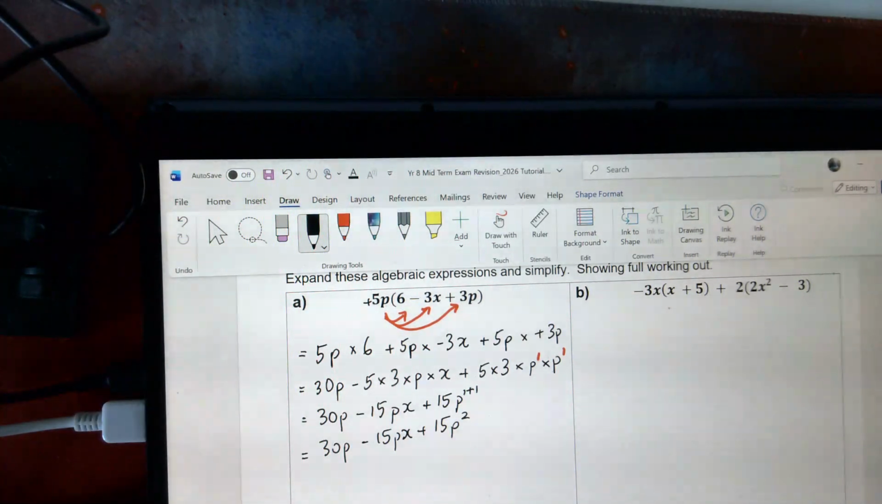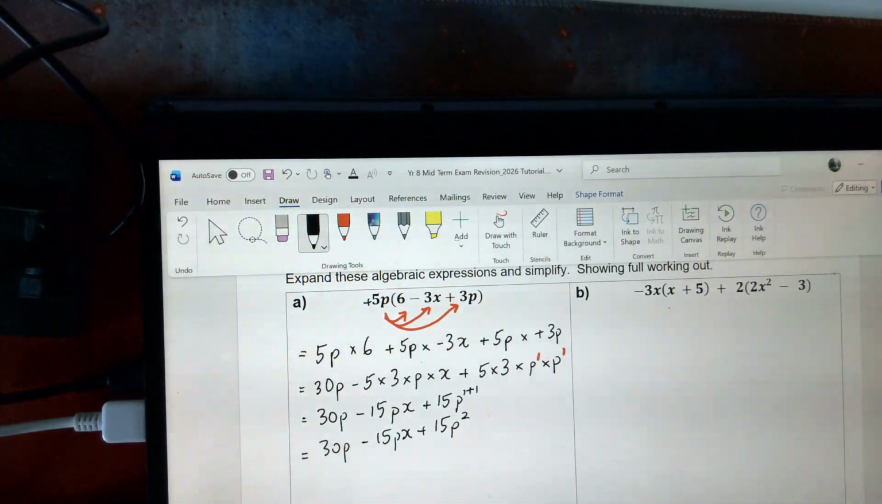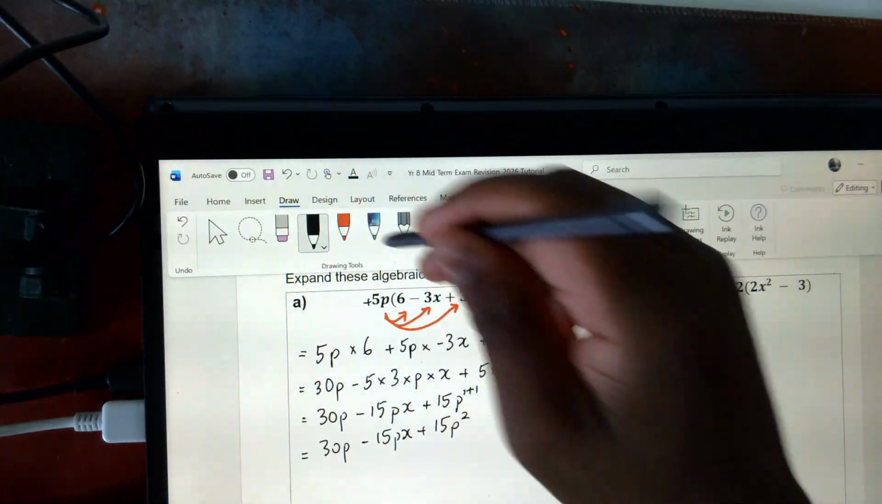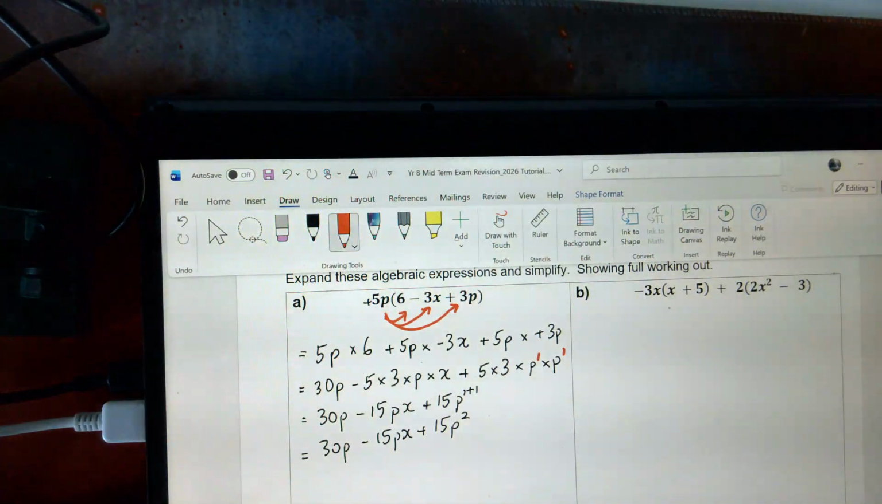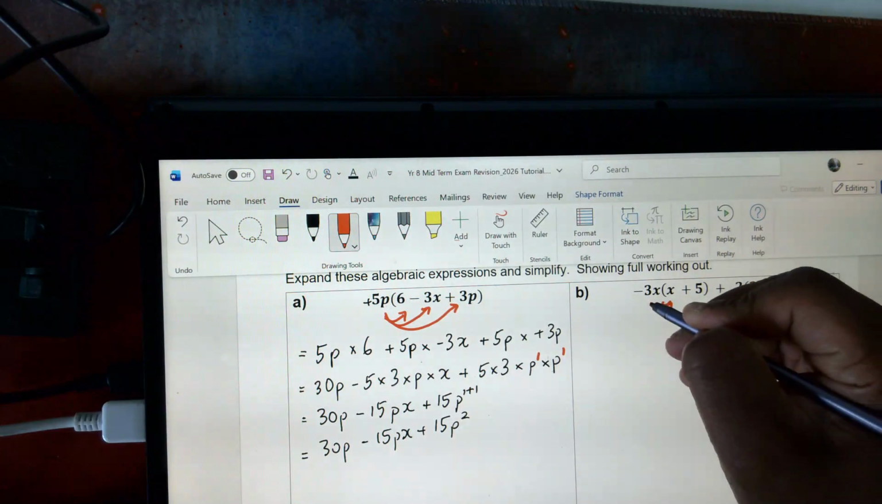So we've just applied the distribution law 3 times instead of twice, well, into 3 terms instead of into 2 terms, which we normally do. And then if we look at B, it's what we usually do. We've got the distribution law that we've applied it twice.